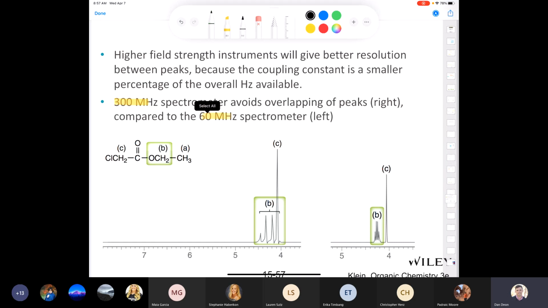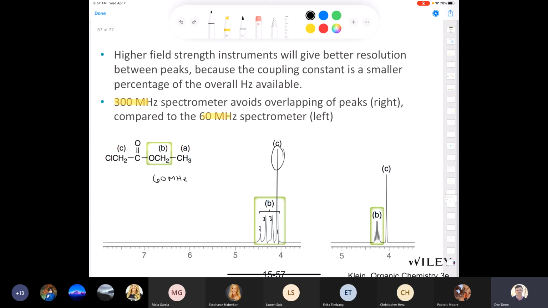If you were to run the NMR on this ester here on a 60 megahertz spectrometer, well, this methylene should be a quartet, shouldn't it? Because it has N+1 and it's got 3 neighbors, so 3 plus 1 is 4. But you see that the quartet is supposed to be the ratio of 1 to 3 to 3 to 1. Well, where's the other part of that quartet? It's actually buried under these 2 protons right here.